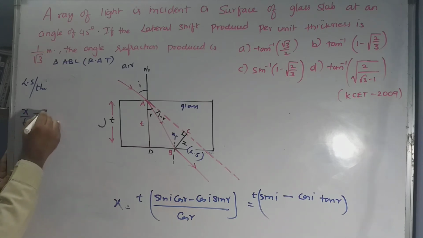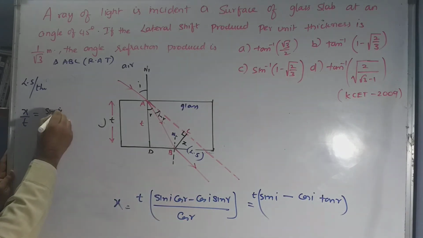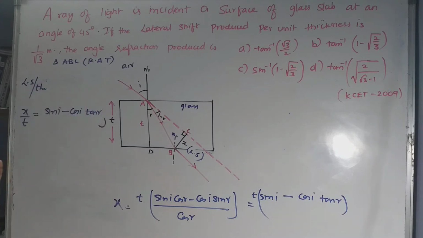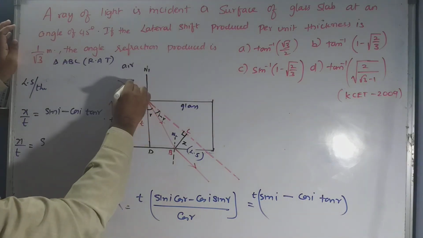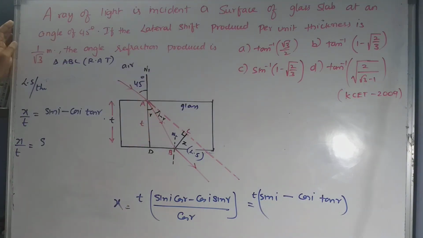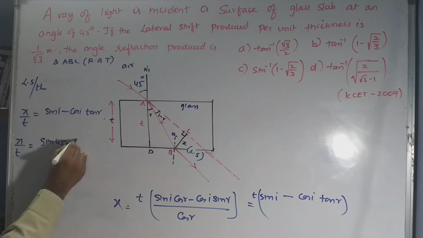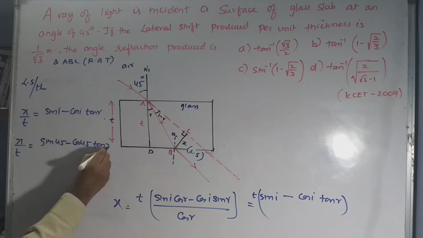So if it is x by t, the formula left there is sin I minus cos I tan R. So this is the formula which is left out. And according to the problem given over here, x by t can be taken as sin I. And what is I? The problem says that here I is going to be 45 degrees. So if I is going to be 45 degrees, you can write sin 45 minus again cos 45 tan r.